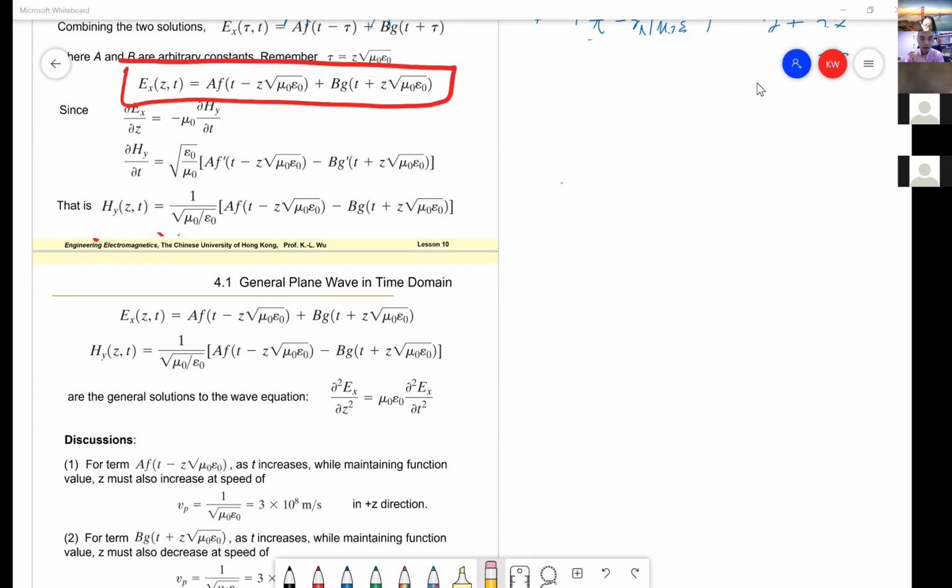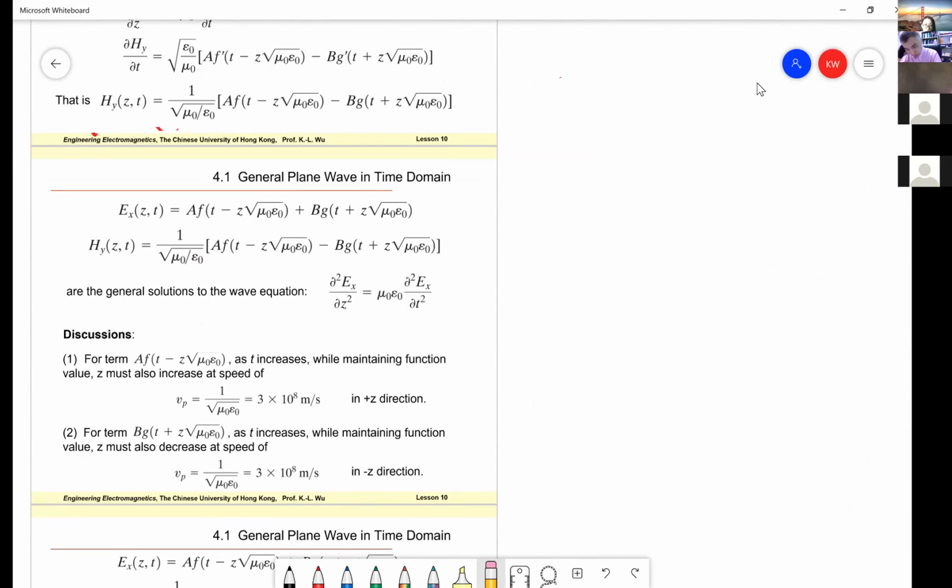Okay, let's continue our discussion. Just now we said from the solutions we can say this is a wave. The solution describes a wave phenomenon, and there are two solutions: one for the wave propagating in the positive z direction, and another propagating in the minus z direction, with the velocity equal to the speed of light.